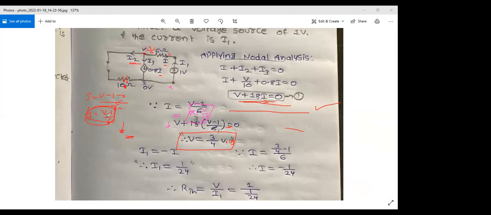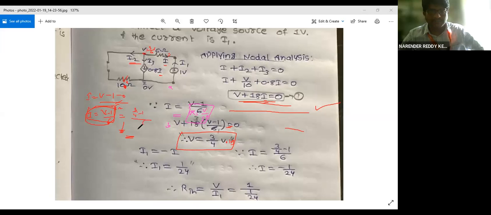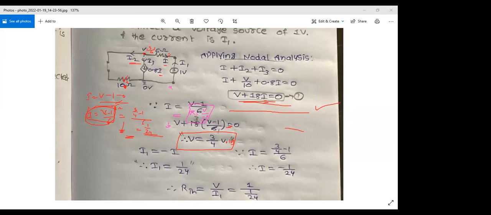So see, what's the value of I going to be if I substitute the value of V is equal to 3 by 4? I'll get it as 3 by 4 minus 1 by 6. So what's the value I am going to get? 1 by 24, right? You're going to get minus here, right? Minus 1 by 24. So I is equal to minus 1 by 24, right?